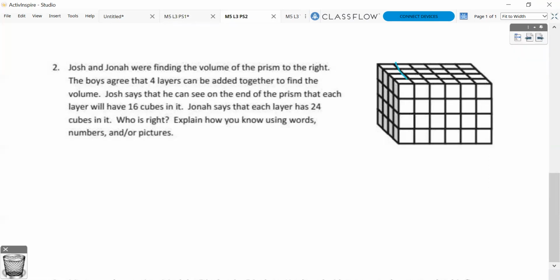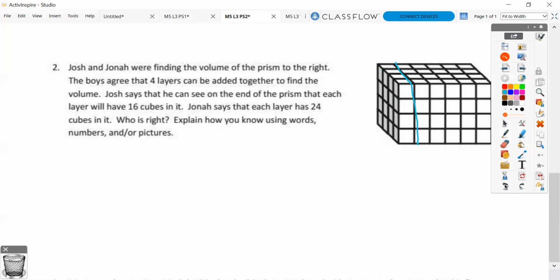Well, we know that we can cut it in a couple different ways. So we could look at that layer, or one of the boys could be looking at the top layer like that, right? So let me get rid of those lines. Let's look at this one first. Well, I see a 4 by 4. So that says that each layer will have 16 cubes on it.